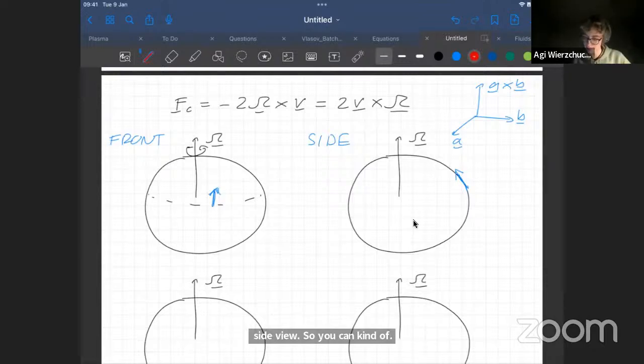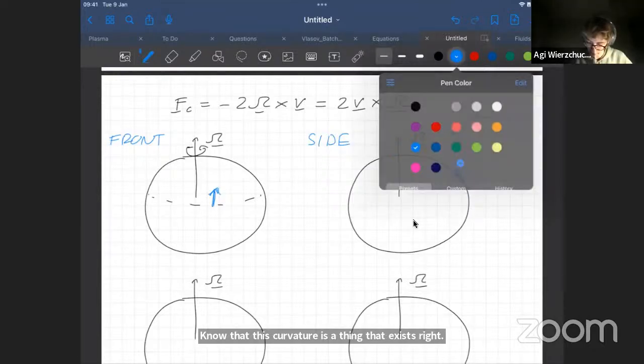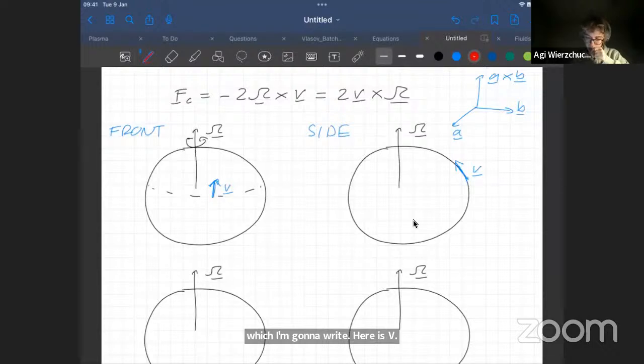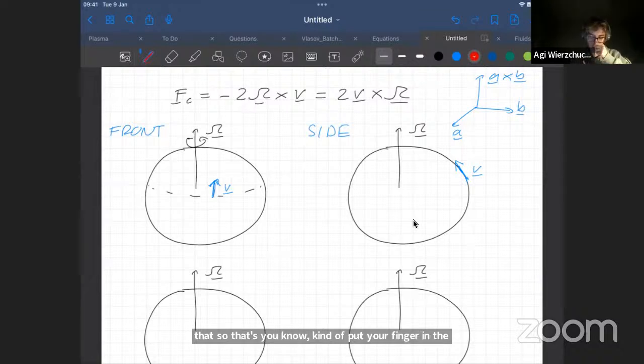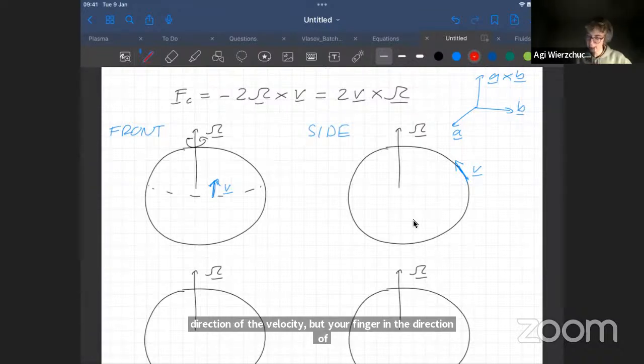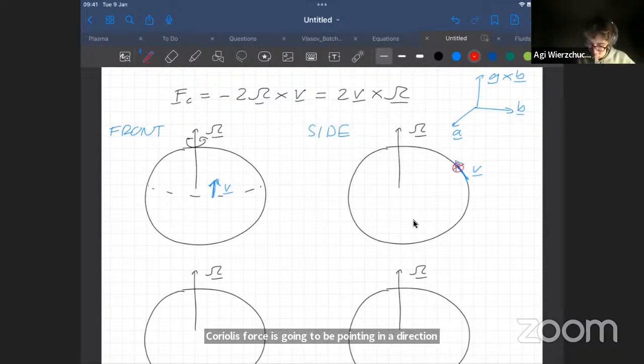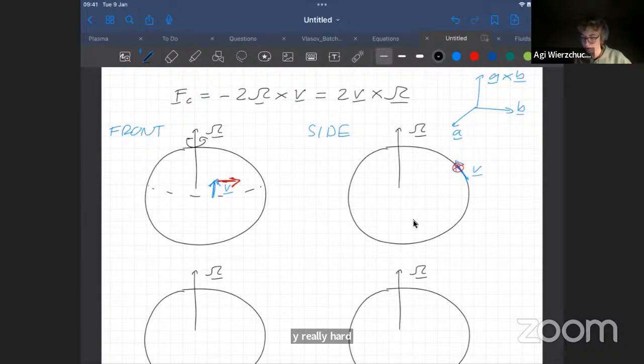Once I apply my vector product to my velocity, which I'm going to write here as v, I'm going to basically get that. So put your finger in the direction of the velocity, put your finger in the direction of the angular velocity, and I get that the Coriolis force is pointing into the page. So going back to my front view, the Coriolis force is going to be pointing in this direction, just using the properties of the vector product, right? This is a really, really hard question, and it does require a lot of knowledge. As long as you understand the general idea, I'll be more than happy with that, right?